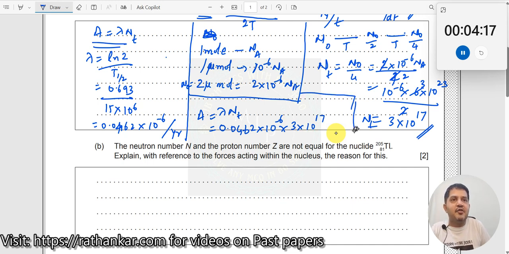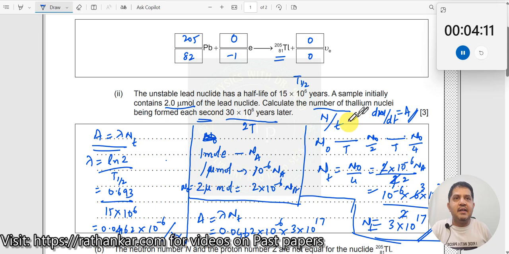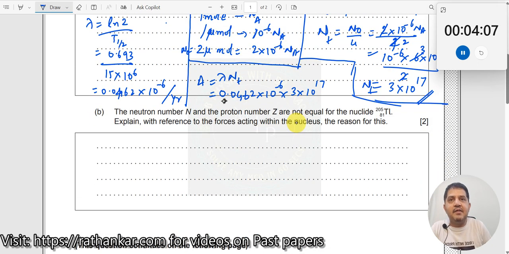Oh, I need some more space. Okay, we should ask IB to get more space. Okay, this is per year. Now, what is asked here? Look at the question here. It is asked per second over here, which means convert the year into seconds. So this should be 365 multiplied by 24 hours multiplied by 3600 seconds.